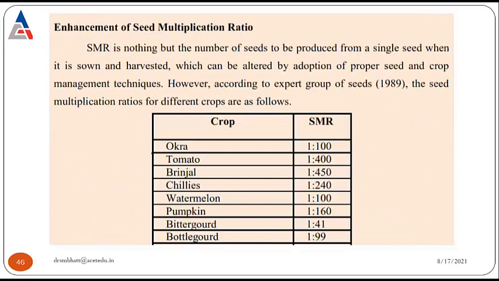Another property you can see is the SMR, seed multiplication ratio. This must be calculated. You can see the various crops. Okra, SMR is 1 to 100, tomato 1 to 400, beans 1 to 450, chili 1 to 450, watermelon 1 to 100, pumpkin 1 to 160, pepper 1 to 41, bottle gourd 1 to 99.